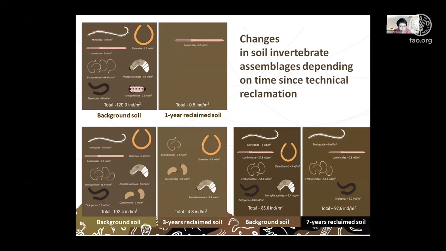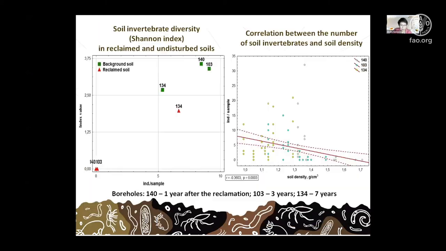The first inhabitants of reclaimed soil are the larvae of phytophagous beetles. The Lumbricidae colonized the soil very slowly. Invertebrate alpha diversity was extremely low in the first year after disturbance and recovered in the seventh one. The Lumbricidae recolonized the soil very slowly.